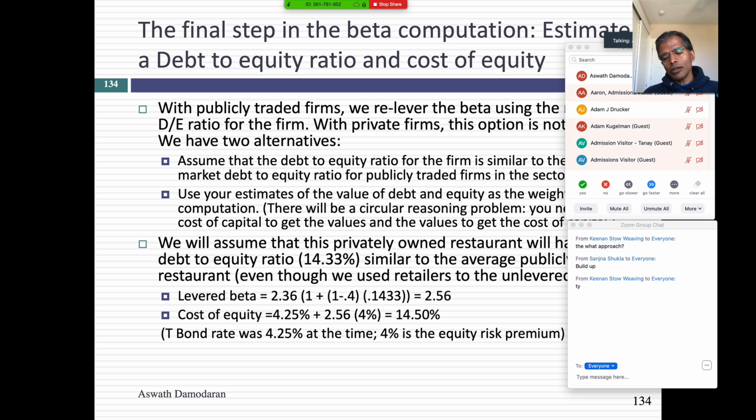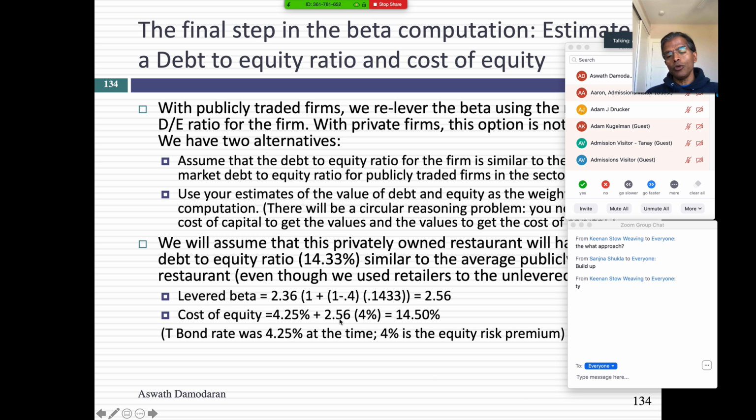So either way, here's what you're going to end up. You have the unlevered beta of 2.36. The debt to equity ratio I chose to use for this restaurant was the average debt to equity for publicly traded restaurants, which is 14.33%. I came up with a levered total beta of 2.56. So here's my cost of equity. At the time that I valued this restaurant, the T-bond rate was 4.25%.